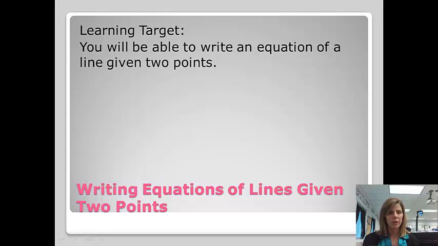Right, so far we've written equations from situations. We've written equations if we've been given the slope and the intercept. We've written the equation if we're given the slope at a point. Well, now we're going to do it if we're given just 2 points. We're not given the slope or the intercept. At the end of this lesson, you'll be able to write an equation of a line if I give you 2 points.